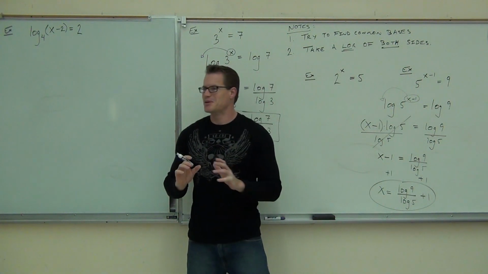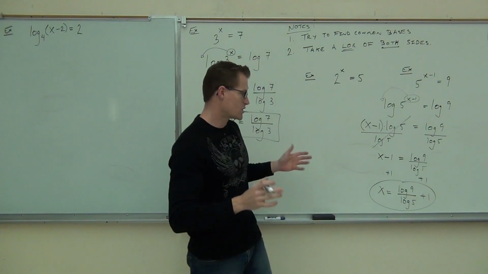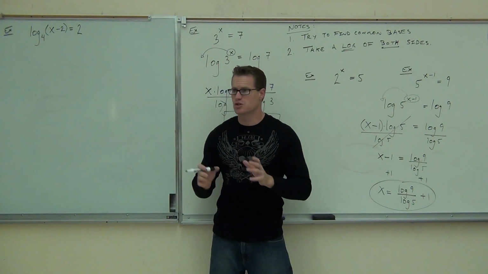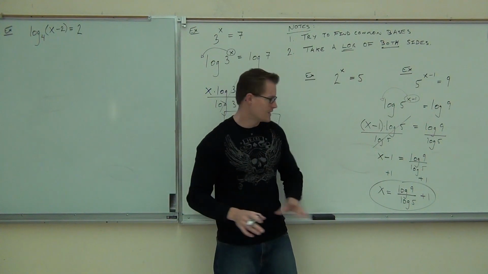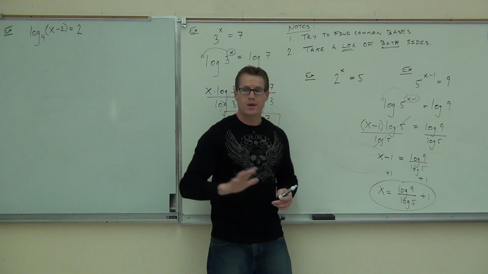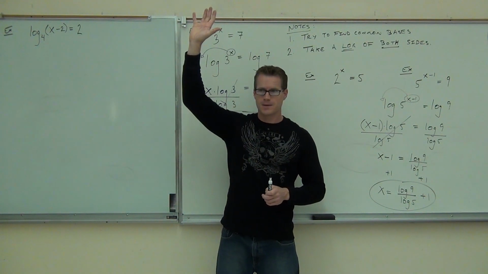There's no way to make it look nicer. All right, you could use the change of base in reverse and get log base 5 of 9, but that wouldn't help you because you couldn't plug it in a calculator to approximate it. That's about as good as we can make it. That's it. Do you feel okay with these 3 examples? Good, all right.